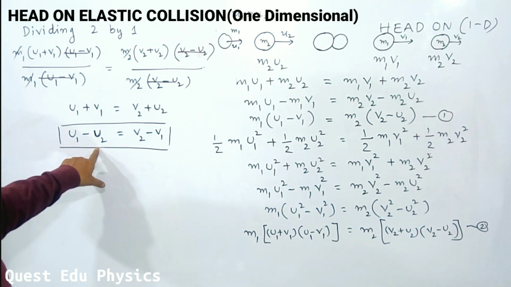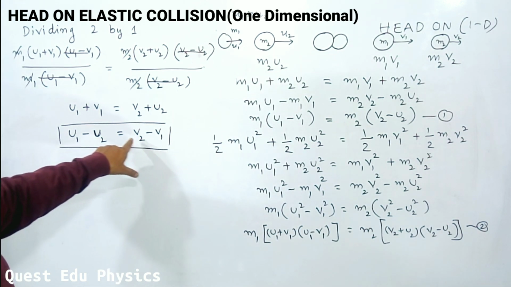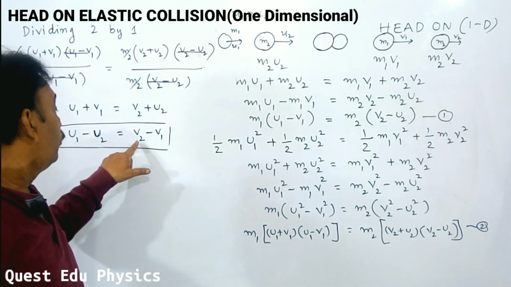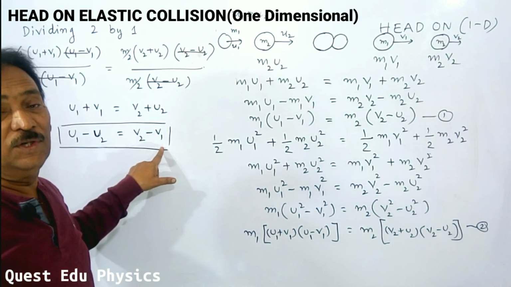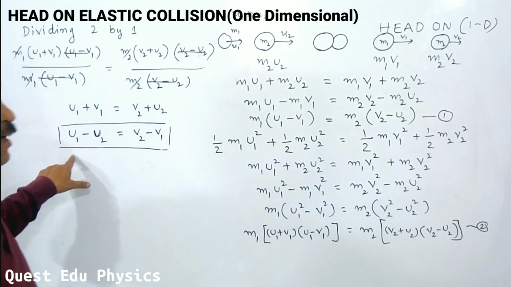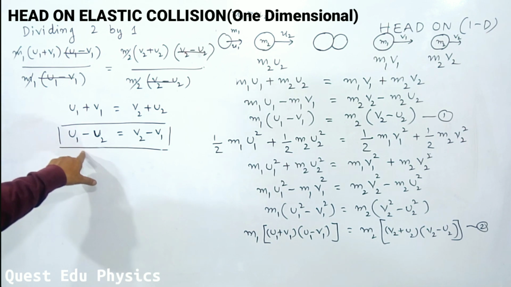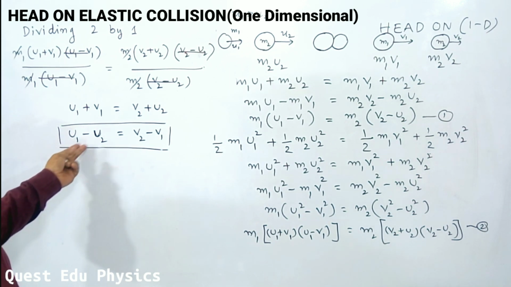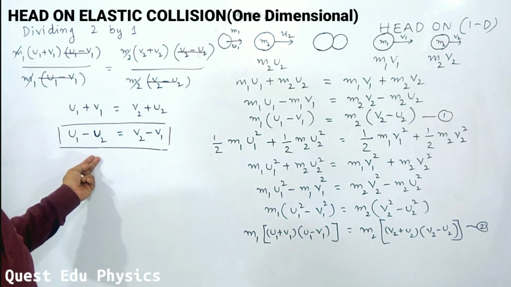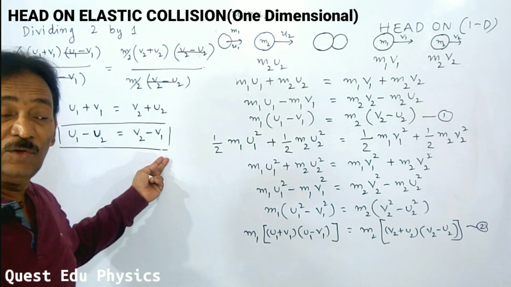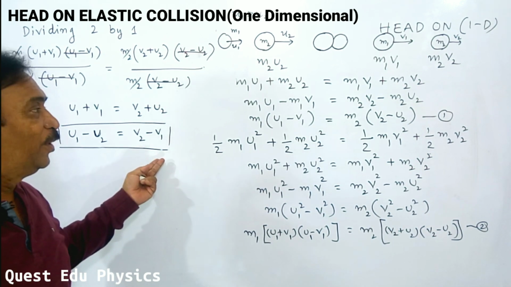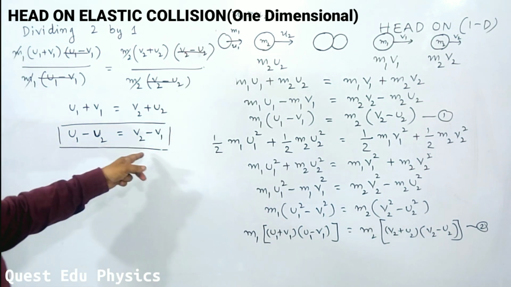Velocity of separation, and it is velocity of separation after the collision. Okay, or simply we can write: relative velocity before the collision is equal to relative velocity after the collision. I hope you understood the relation between the two.